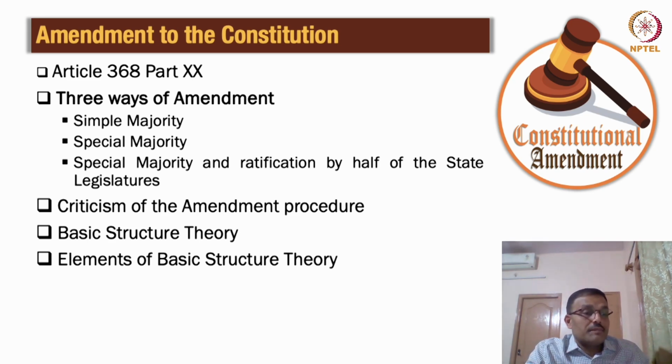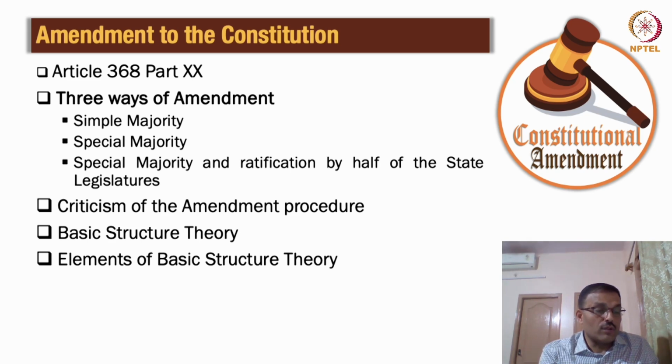So you will notice that there is a requirement that the president's assent is required, and the president must give his or her assent, and in case the president withholds his or her assent, then the bill cannot be sent back to the president once again. So the constitution would stand amended once the president gives such an assent. So the role of both the houses and the president is critical in bringing about any such constitutional amendment.